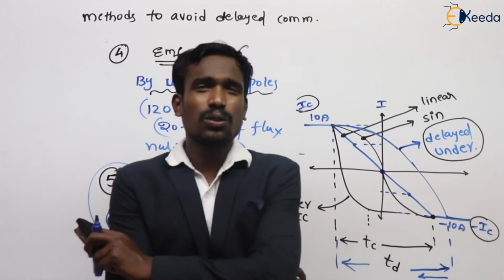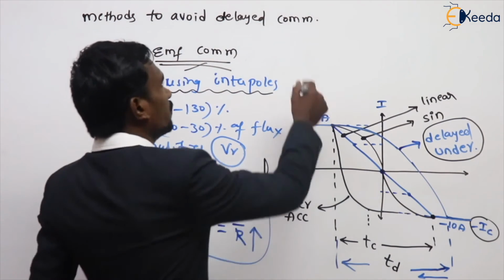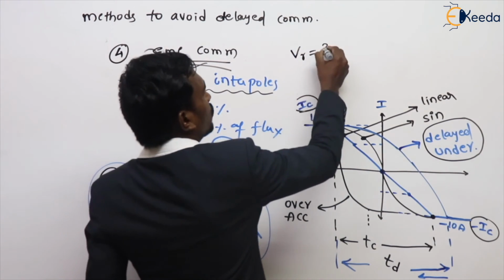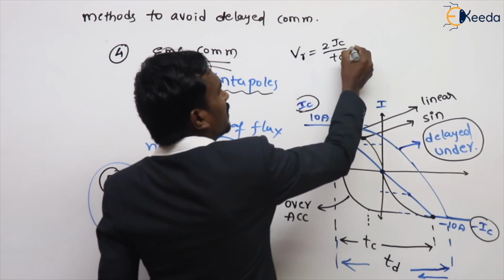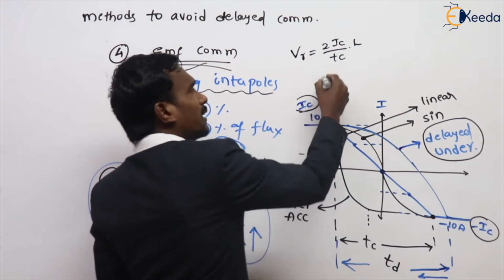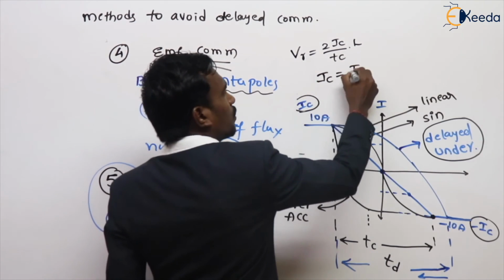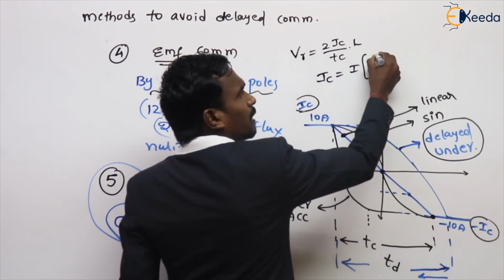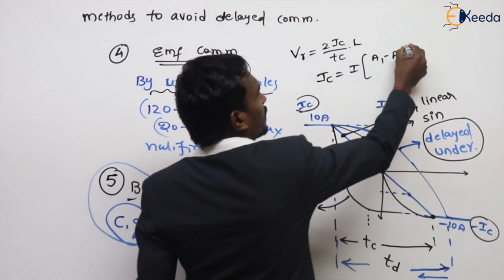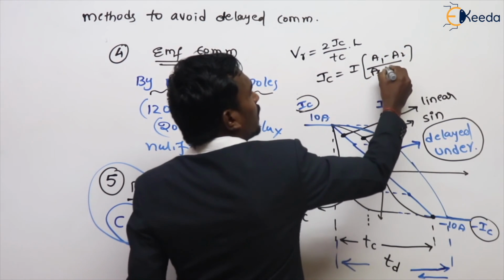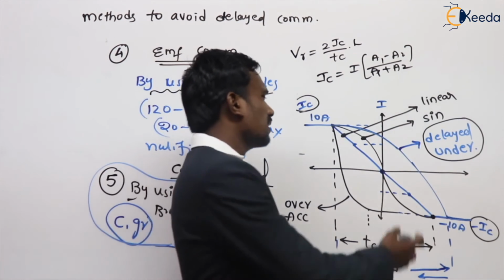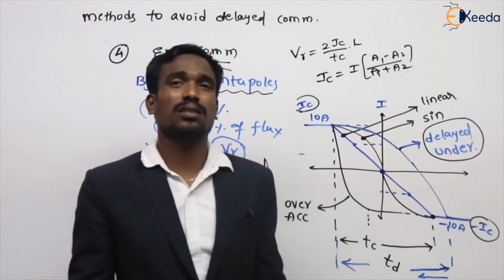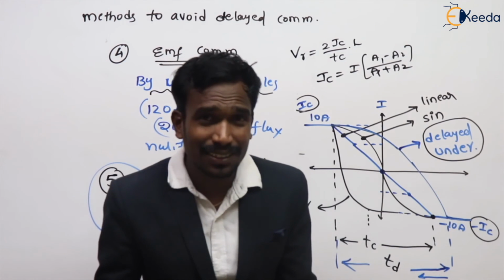Got it? So in commutation, we have only one formula: VR is equal to 2IC by TC into L. And another formula, commutating current is equal to I into the area of first segment minus area of second segment upon area of first segment plus area of second segment. These are the things, and this is about the commutation process. Is it clear? Thank you.